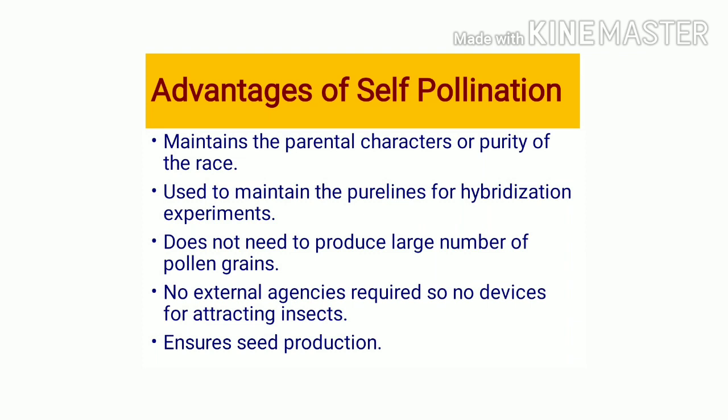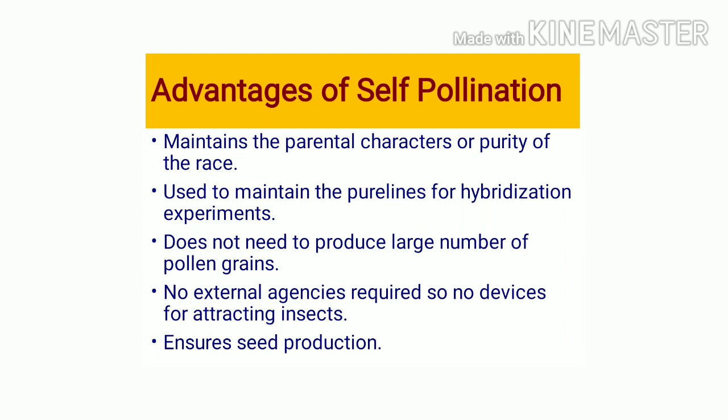And the last advantage of self-pollination is that it ensures seed production, as fertilization is going to take place, and fertilization will bring about the production of seed or the post-fertilization development. Therefore it ensures the production of seed.